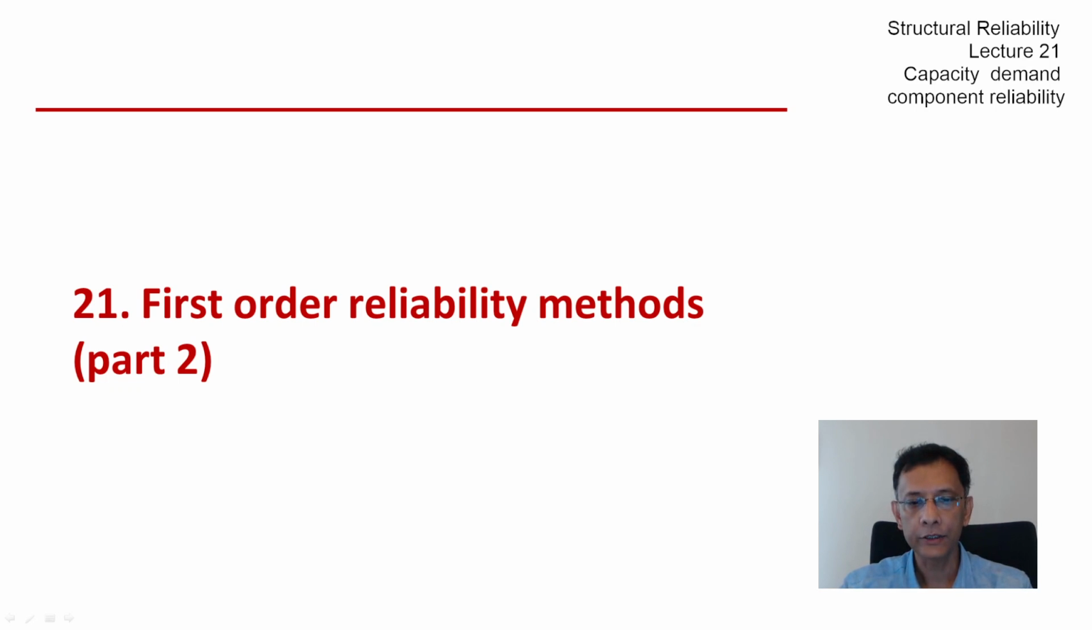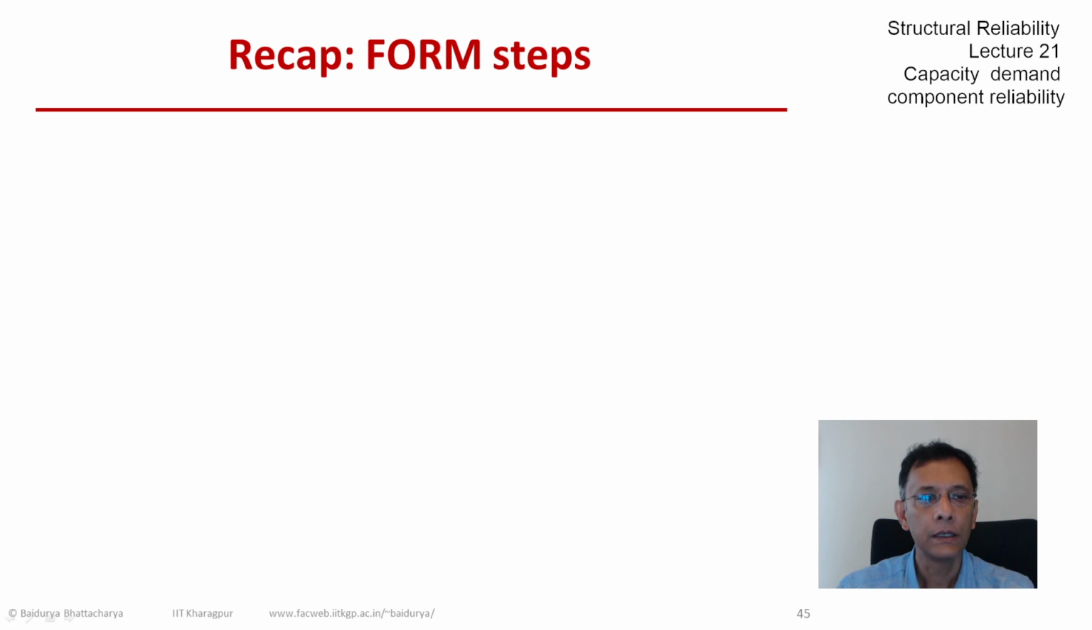In the previous lecture, we described the detailed steps of FORM and what sort of output we might get from a first order reliability analysis of an element. So let's recap the steps.